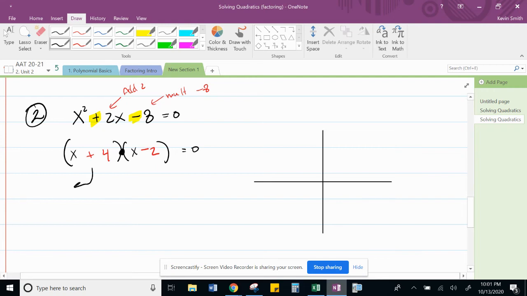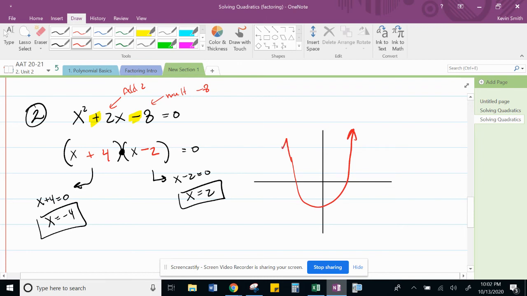And we know that either x plus 4 is equal to 0, or x minus 2 is equal to 0. So you get x equals -4 and x equals 2 as your two answers. And if you were to graph this, you'd get something kind of like this. And your solutions would be right here and right here, at x equals -4 and x equals 2, because we're looking for when these things are equal to 0.